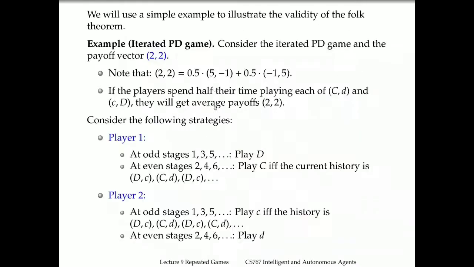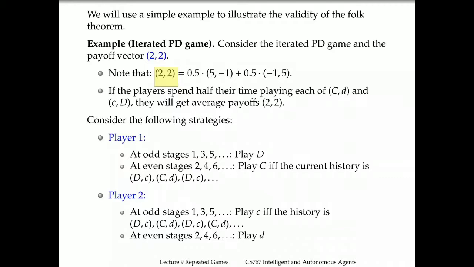Well, because 5 and -1 corresponds to the outcome DC, right? And -1, 5 corresponds to the outcome CD, right? Because each of these outcomes has a weight of only 0.5, this means that if the players are mixing among those infinitely many stages, playing half of the time this combination and half of the time that combination, then the eventual average payoff would reach 2 and 2. We'll get arbitrarily close to 2 and 2.